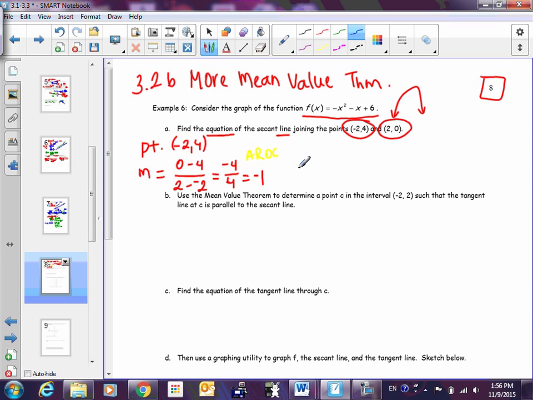So that's great, but I haven't written the answer yet, which is find the equation of the secant line. So this is where you have to use point slope. y minus, now since I chose this point, I need to do y minus 4 equals the slope, x minus -2, so I'm going to make that +2. And that's it. That's your answer.